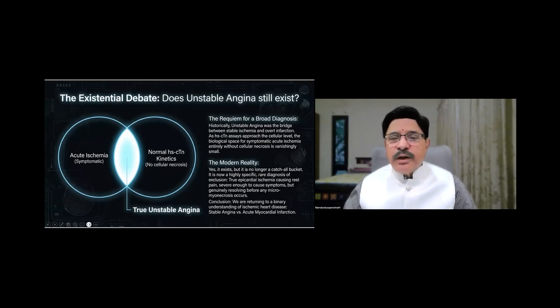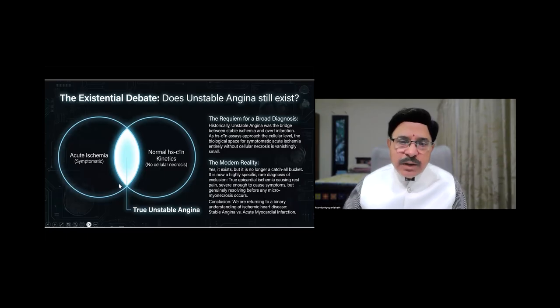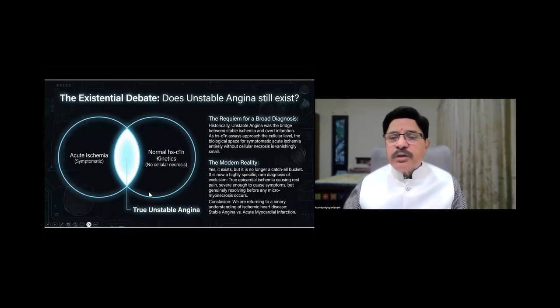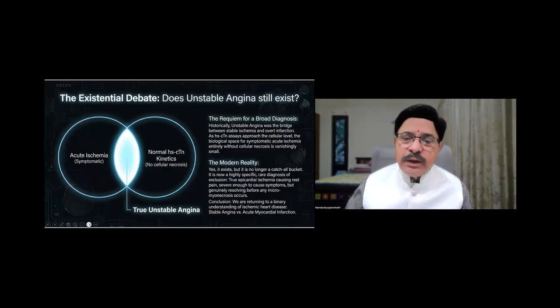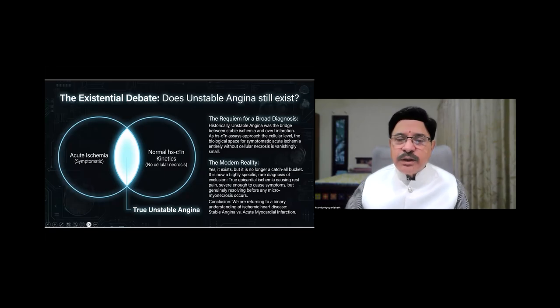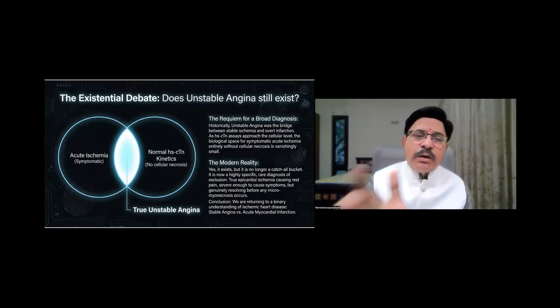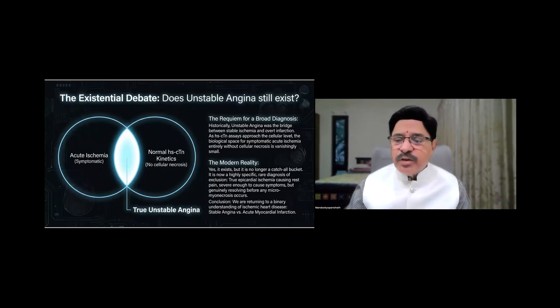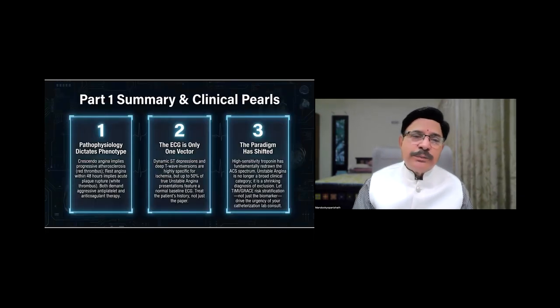The modern reality is, yes, unstable angina exists. But this number has shrunk because of the classification using the HS troponin. Without HS troponin, most of them will be in this gray zone. Conclusion: we are returning to a binary understanding of ischemic heart disease, stable angina versus myocardial infarction. Stable angina this side, myocardial infarction this side. In between is the unstable angina.